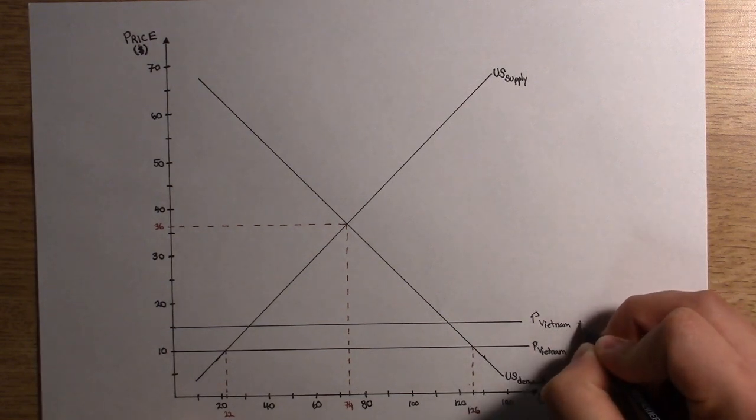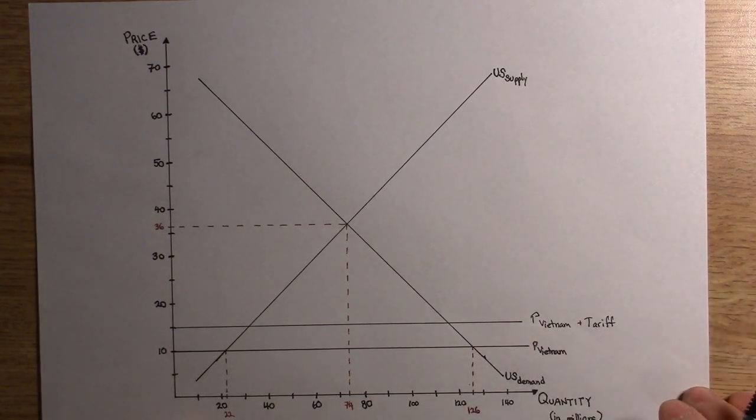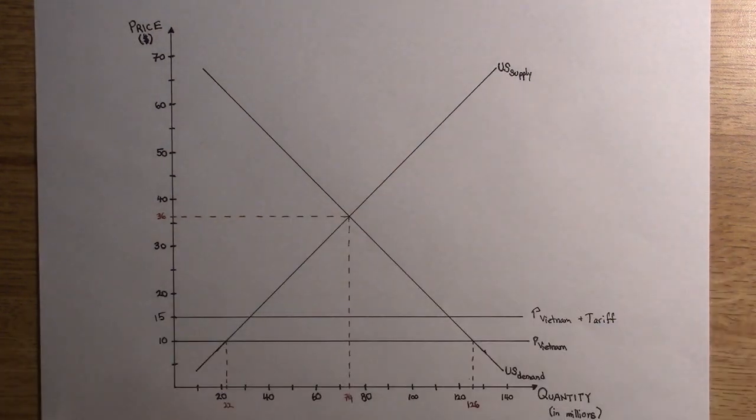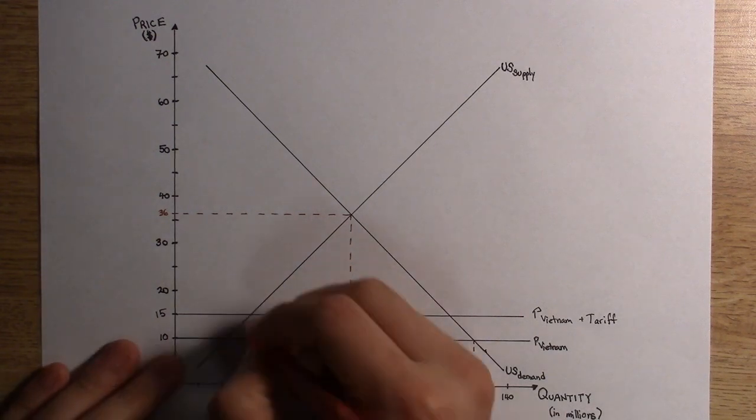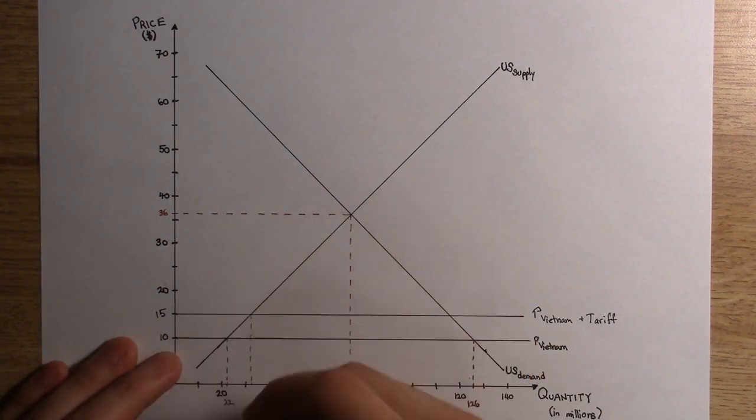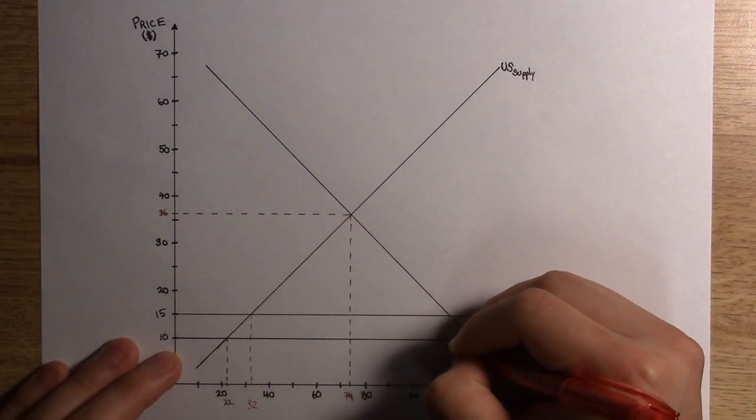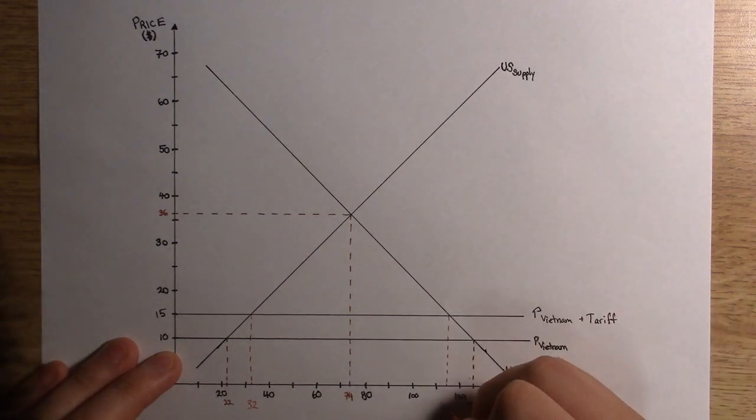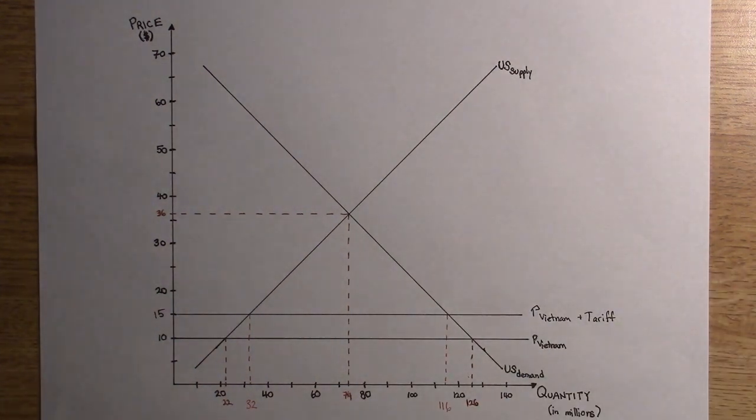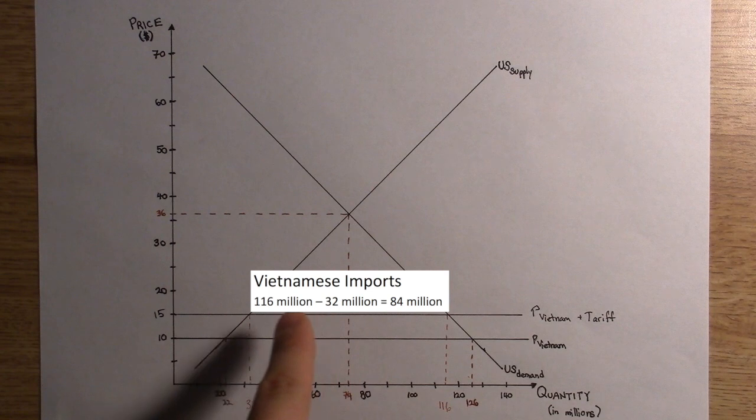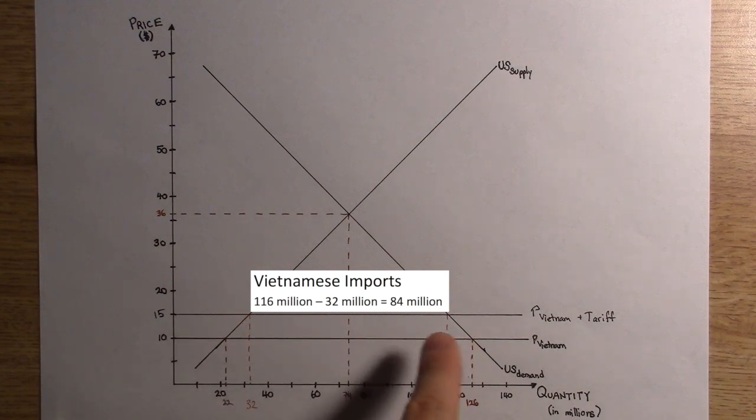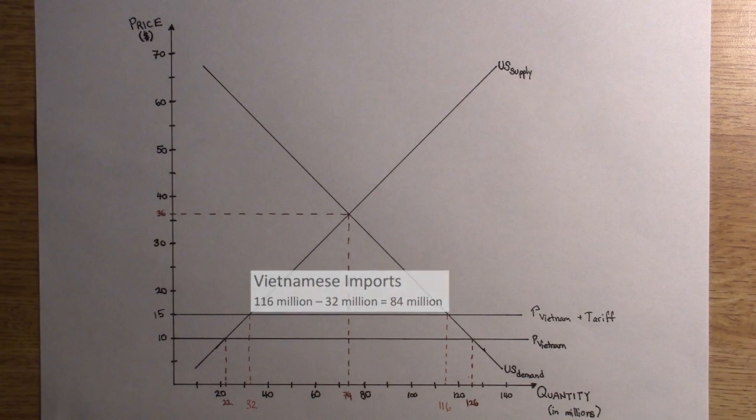This will mean that there will be a new US demand alongside a new US supply. US industries will now have more power in the US apparel market and will now be supplying about 32 million shirts, while US demand will fall to about 116 million shirts due to the rise in price. Now the imports from Vietnam will now only be 84 million shirts, which is fewer than the 104 million shirts that the US imported before the tariff.